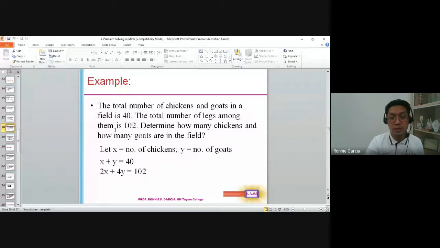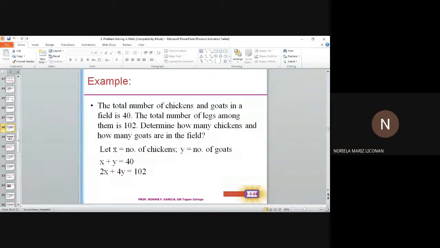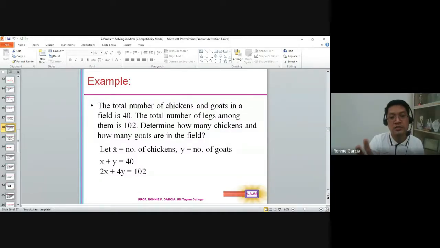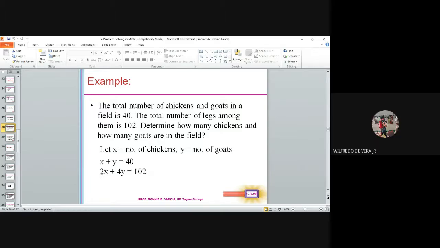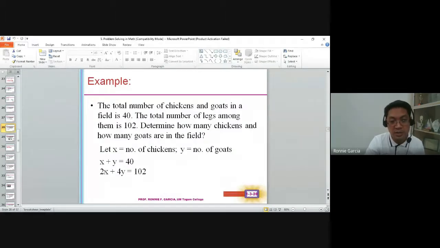So kung i-write nimo ang mathematical sentence, x plus y is equal to 40. So naa kay first equation. For the second equation, the total number of legs is 102. So kung ang chicken gi-let nimo as x, tagpila ka legs ang chicken? We're talking about normal chickens here. 2. So to get the total number of legs for chicken, i-multiply nimo ang 2 sa bawat ka chicken, tama ba? Yes, sir. So naa kay 2x, 2 times x. So kaning 2 times x nag-represent sa number of legs sa chicken.